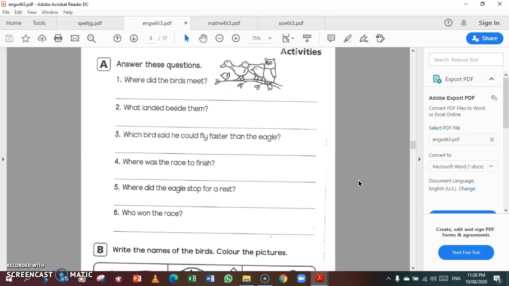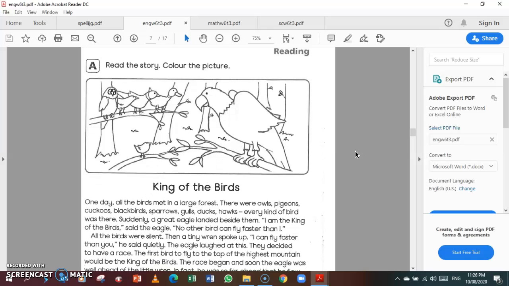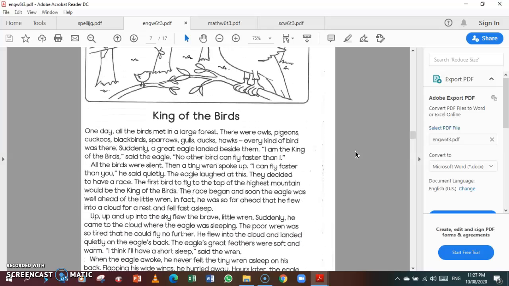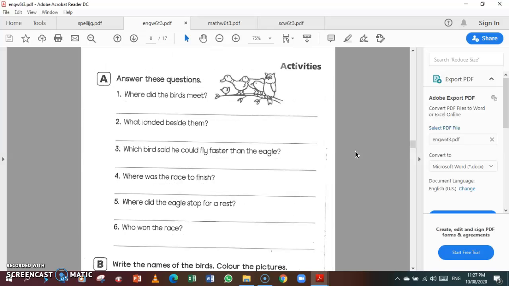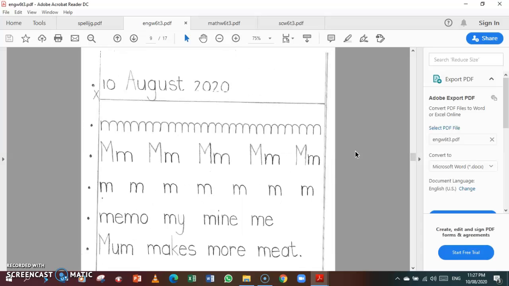Okay, that's the first part of the activity. For the next part of the activity, write the names of the birds and color the pictures. Year 1, go back to the story and find the names of the birds I read to you, so that you're able to answer the second part of the activity. Then we move on to your handwriting.